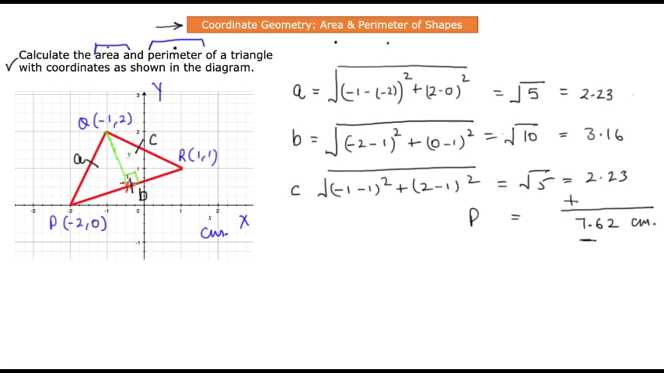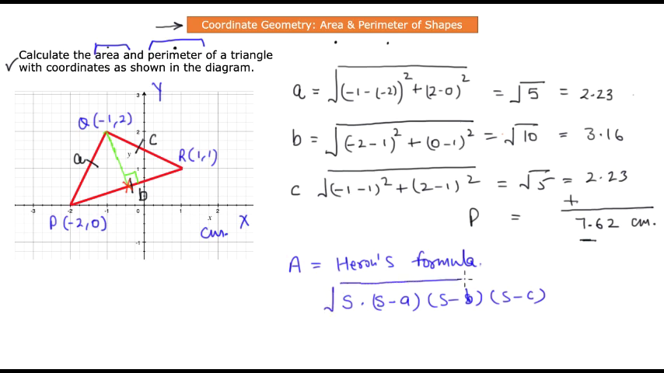So it might be a little bit complicated to compute the area using the standard formula of a triangle, which is 1/2 times the base times the height. So rather, we can use a different approach. We can compute the area of this triangle using Heron's formula. The area of any triangle can be computed as a product of these four measurements, which is S times (S minus A) times (S minus B) times (S minus C), and square root of that.